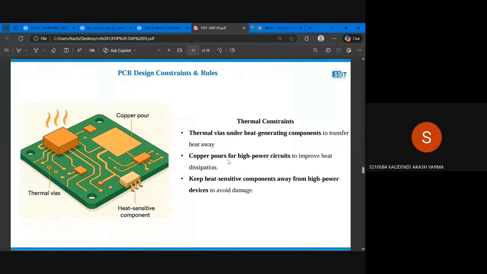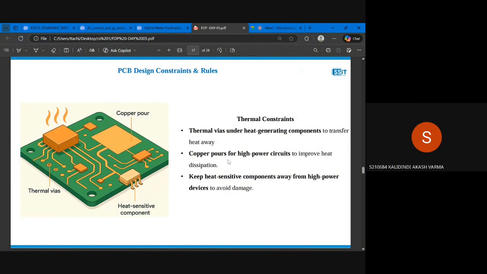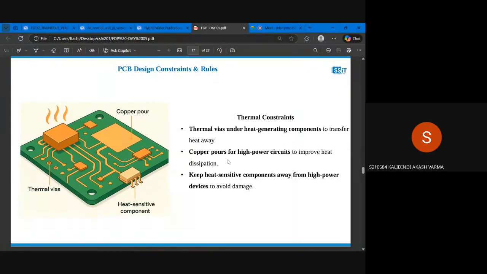So now, thermal constraints. All the components generate heat, and mostly power circuits will generate the thermal load. So we need to go for thermal vias under high heat generating components so that there will be air circulation and the heat will come down. There should be thermal vias for the power components. And one more thing, copper pour should be higher. We should pour as much copper as possible for high power circuits to improve heat dissipation. This copper pour will greatly help reduce the heat on the circuitry on the PCB.